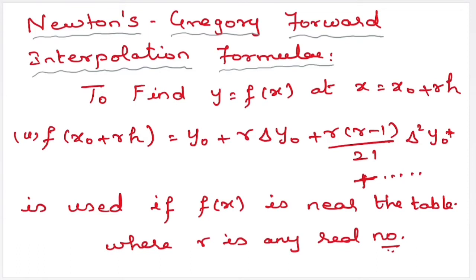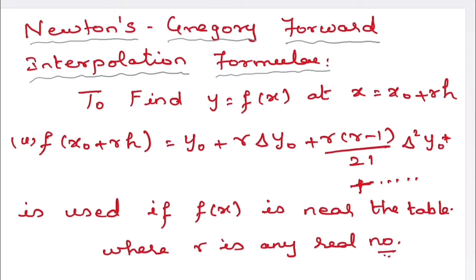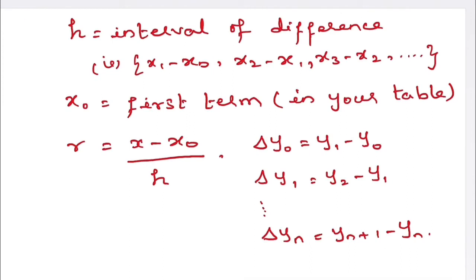Next, coming to the Newton's-Gregory forward interpolation formula. To find y is equal to f of x at x is equal to x0 plus rh, that is f of x0 plus rh is equal to y0 plus r into delta y0 plus r into r minus 1 by 2 factorial delta square y0 plus etc., it goes on, is your formula. And this formula is used when your f of x is near the beginning of the table. Here r is any real number and your h is interval of difference.